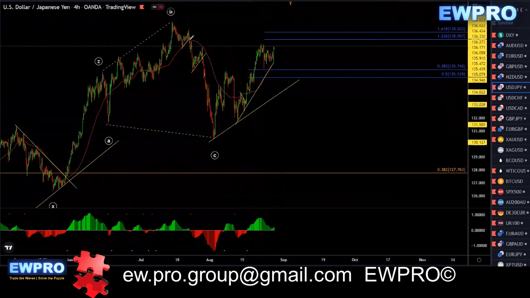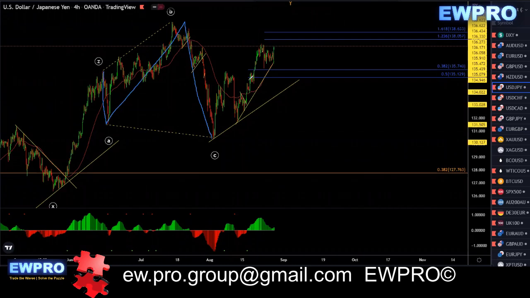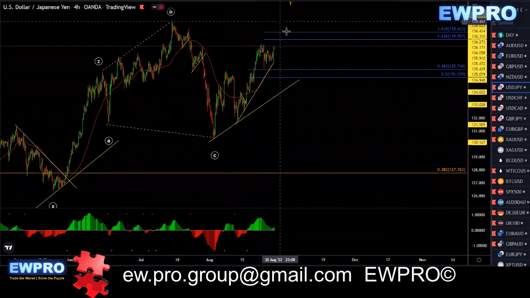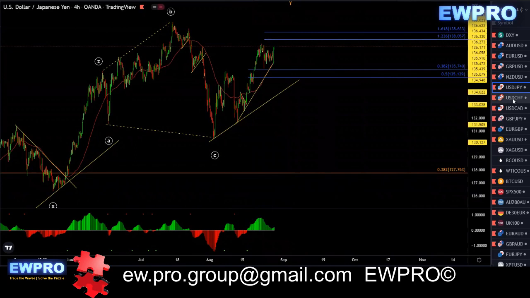On the H4, you can see the structure A, B, C as an expanding flat. You're getting a little bullish flag in here. You could definitely look to buy to go and break that top. It's more of a scalp, you know. We're going to start to get bearish divergence, so it's really only a scalp.